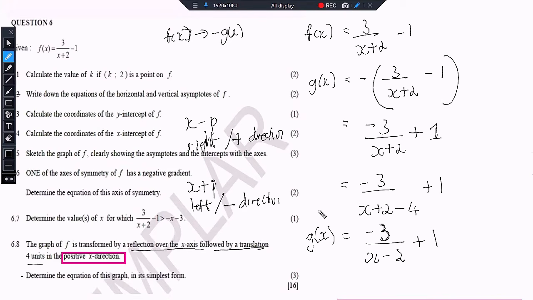So that's how you were supposed to determine this equation in its simplest form. In its simplest form, g of x is equal to negative 3 over x minus 2, plus 1. So even if you chose any other letter like h of x, or you just simply chose to write y, it's correct because they did not tell you that the graph of f is being changed to the graph of g or anything else. Okay, and that's how you could have grabbed all those marks. And now let's move to the next question.